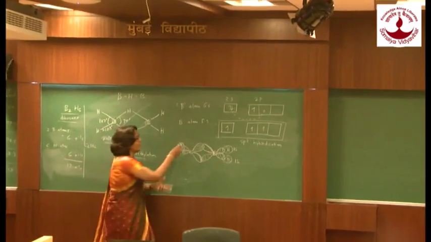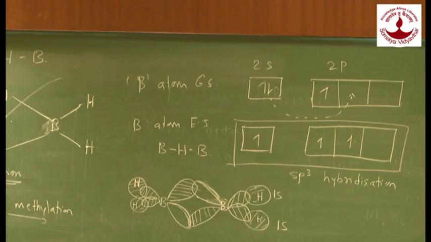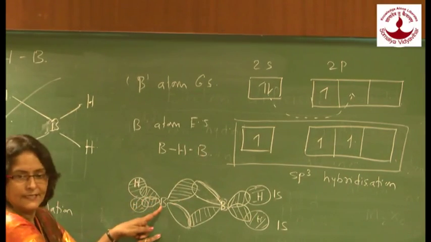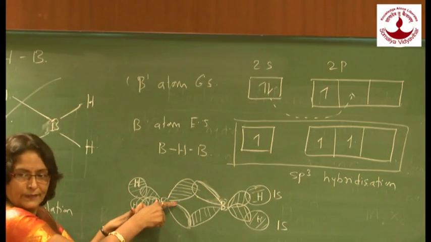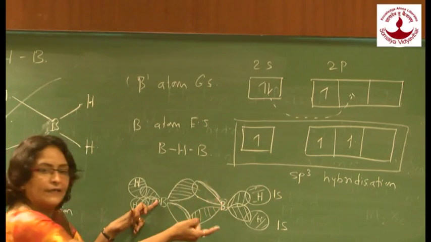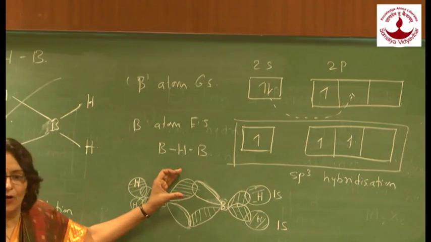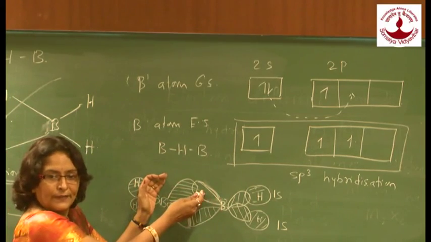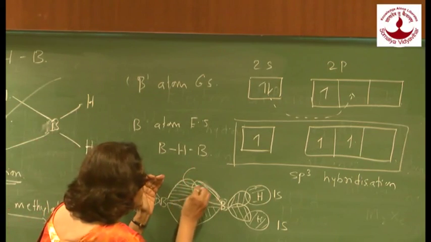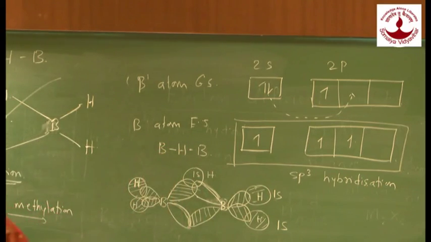That comes into the picture for this BHB bridge. Okay. So here, on one boron there is 1 filled sp3 hybrid orbital. Then on the other boron you have 1 vacant sp3 hybrid orbital. So 1 filled sp3 hybrid orbital of 1 boron and 1 vacant sp3 hybrid orbital of the other boron overlap with the 1s orbital of hydrogen, which you can say is a bridge hydrogen.